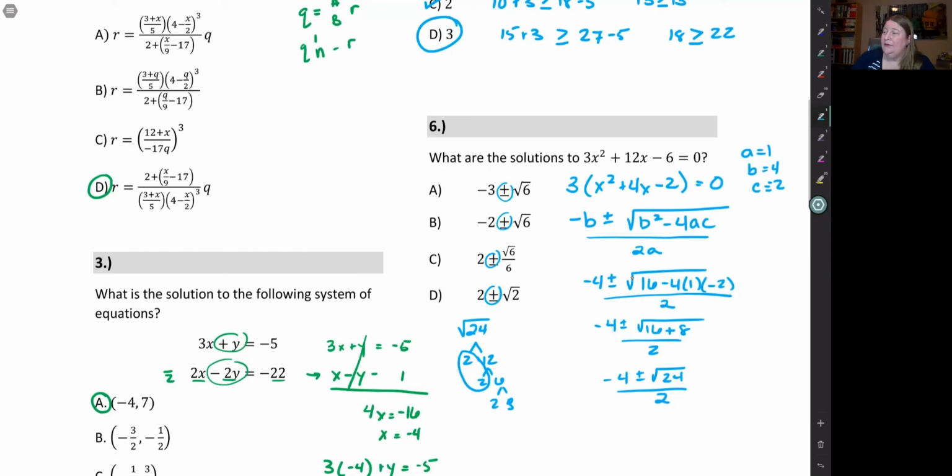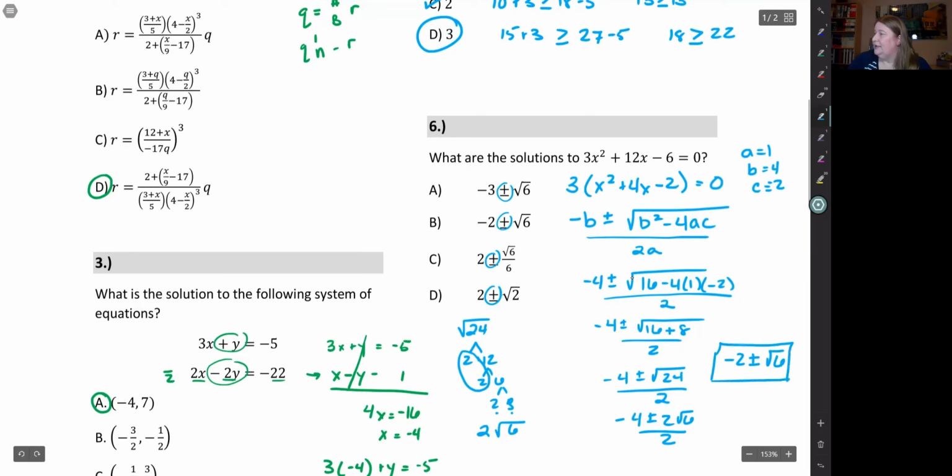Remember, when you take the square root, 2 times 2 turns into just a single 2. So there's going to be a 2 out front. And then here, this 2 times 3 is going to turn into a 6 that stays on the inside. So I will have negative 4 plus or minus 2 root 6 all over 2. And I can reduce this fraction because all 3 terms are even. So let's divide the 2 out of all 3 of these terms. And I will get negative 2 plus or minus the square root of 6. That's my final answer, and look, it is a perfect match for option B.